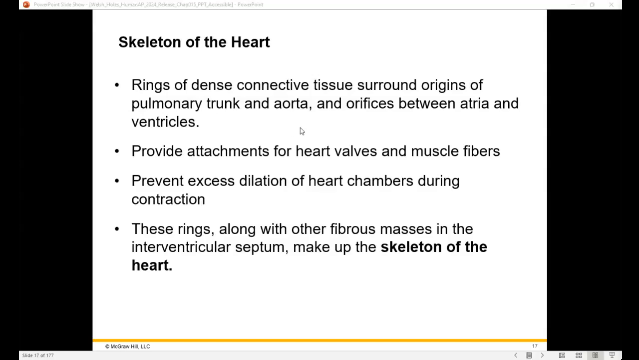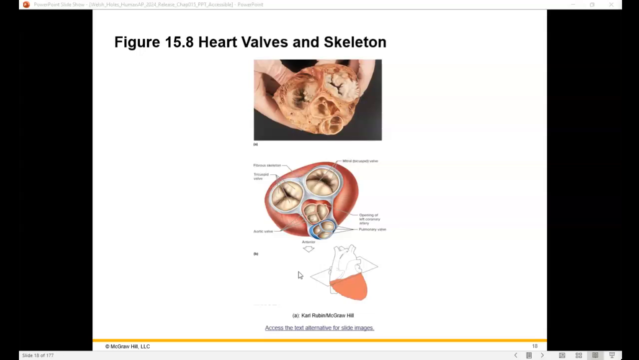Okay, skeleton of the heart. Rings of dense connective tissue surround the origins of the pulmonary trunk and the aorta and the orifices between the atria and ventricles. It provides attachments for heart valves and muscle fibers. It prevents excess dilation of the heart chambers during contraction. So these rings, along with the other fibrous masses in the interventricular septum, make up the skeleton of the heart.